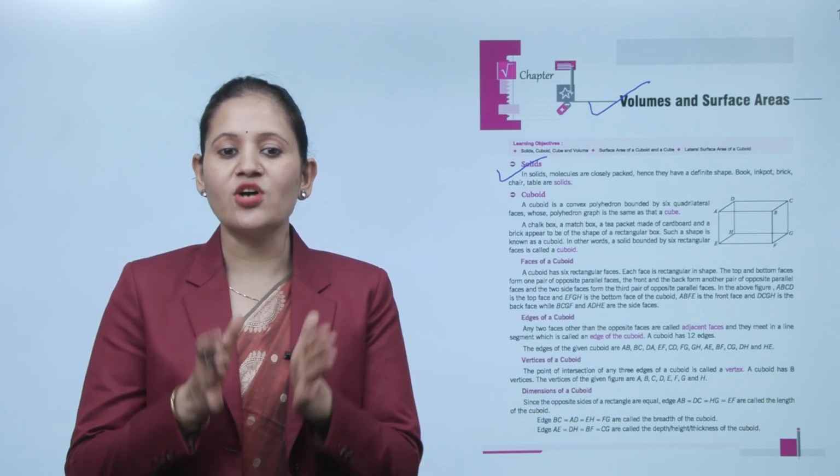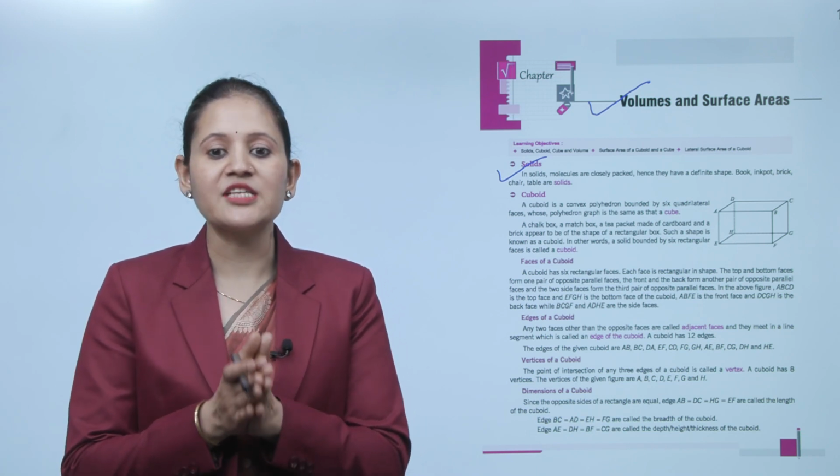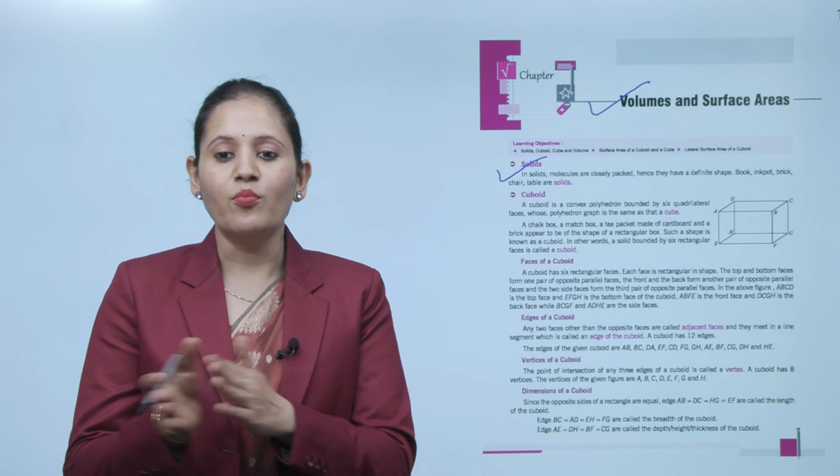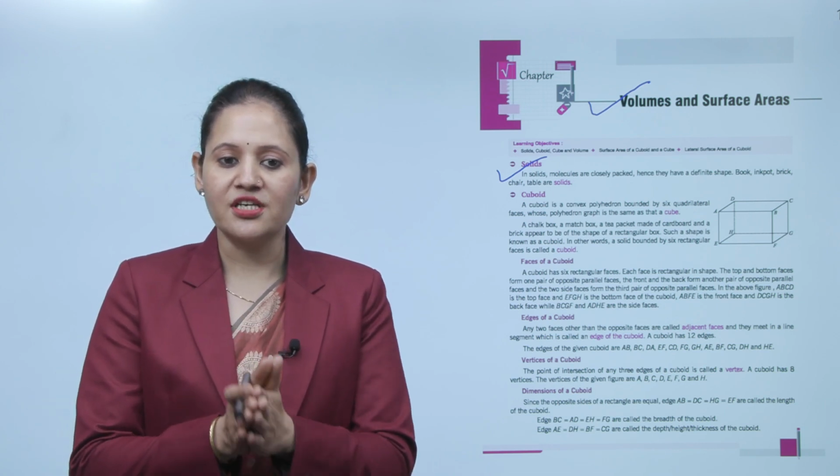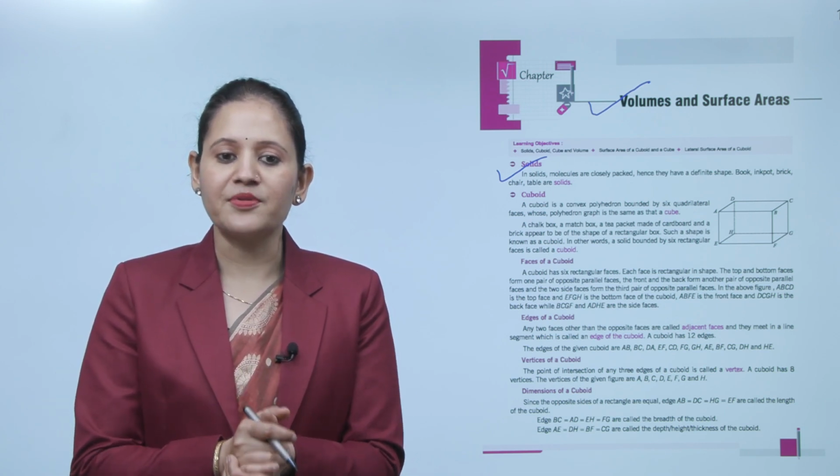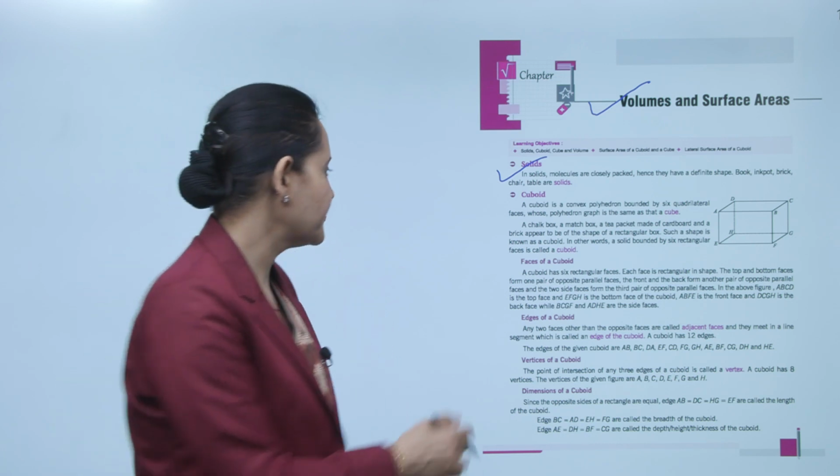What is a solid? In solids, molecules are closely packed. That's why they have a definite shape. Book, ink pot, brick, chair and table. These are some examples of solids. Next is cuboid.